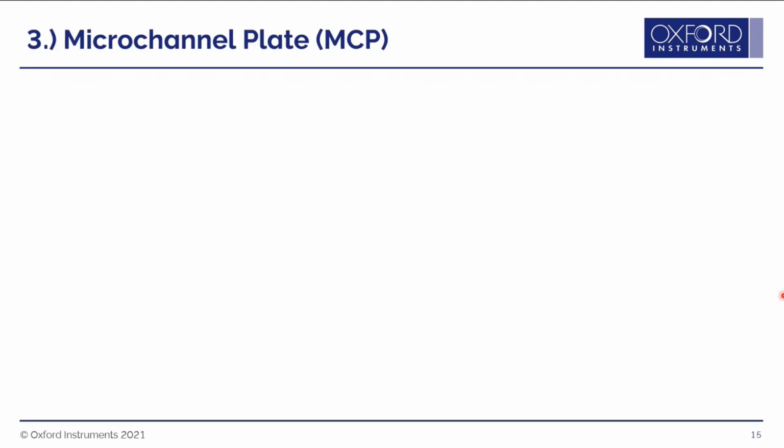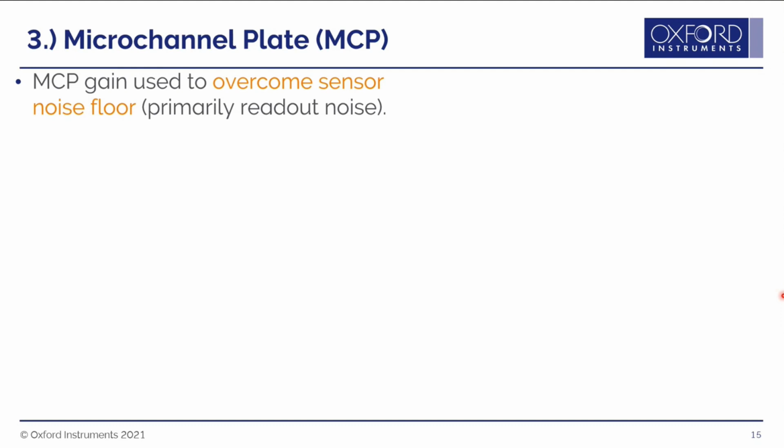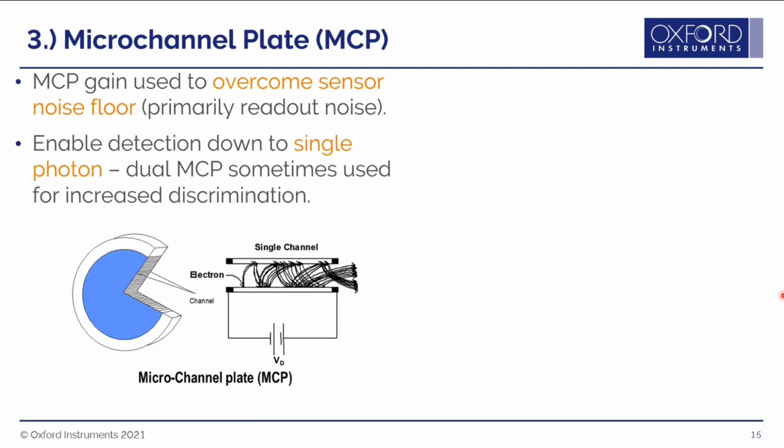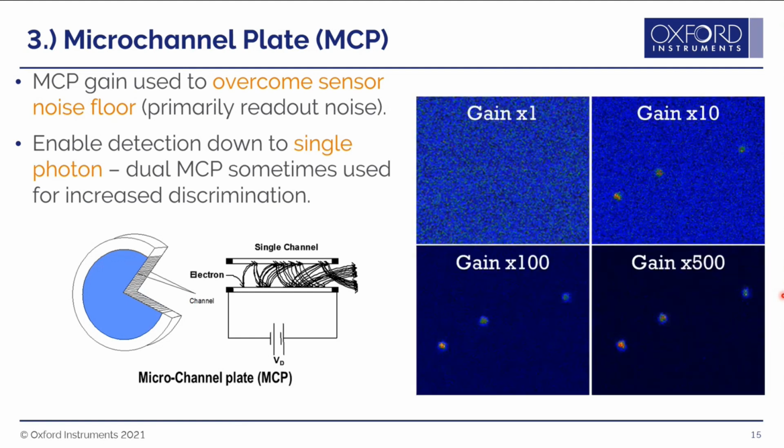Thirdly, behind the photocathode, we have the microchannel plate, and this is primarily used to overcome the sensor noise floor. The microchannel plate works through the incoming electron going through a series of impact ionization events to multiply up the number of photoelectrons from 1 to hundreds or thousands, etc. And this can effectively be used to detect up to single photon events. And sometimes you can buy intensifier tubes which have dual microchannel plates in them to get even better discrimination of single photon events.